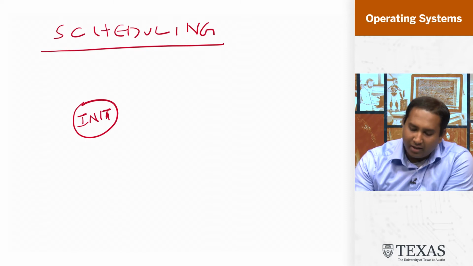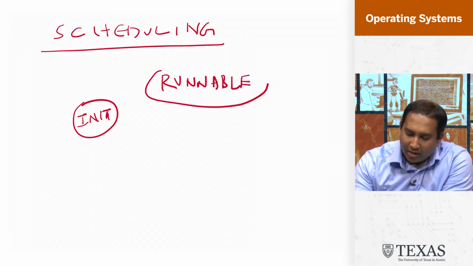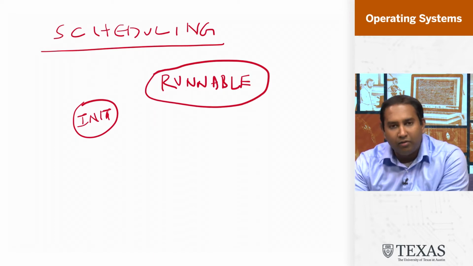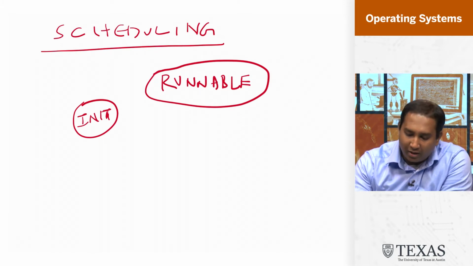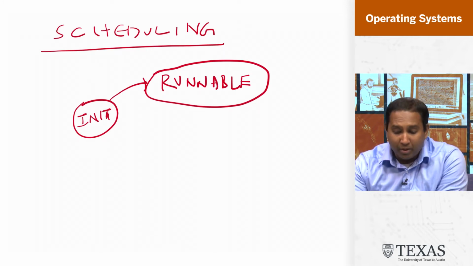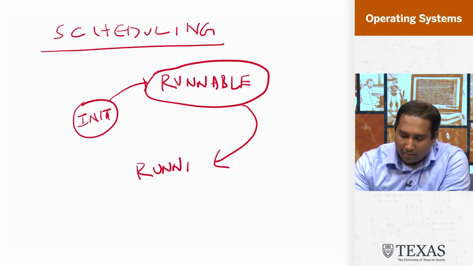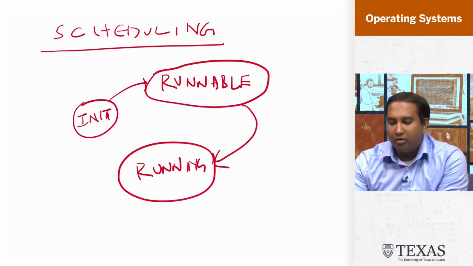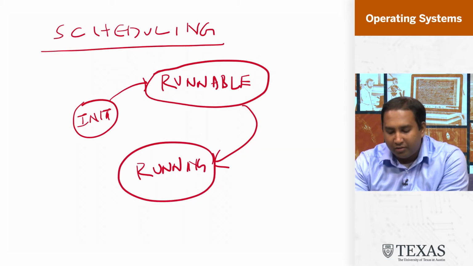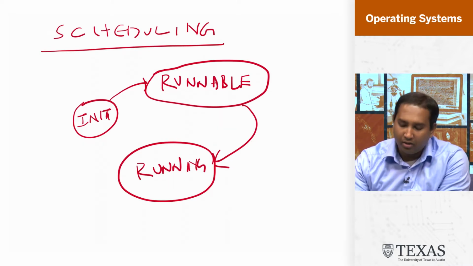Once all of this is done, the next state is called runnable. This is a state where the process is eligible to be run on the processor. There's nothing that it is waiting for, and all its variables are set. Typically, once you've done init, it goes into the runnable state. From the runnable state, if your scheduler actually picks up your process and runs it on the CPU, it goes to the running state. There can be lots of runnable processes, and of them you pick one and run it on the processor. That's the running state.